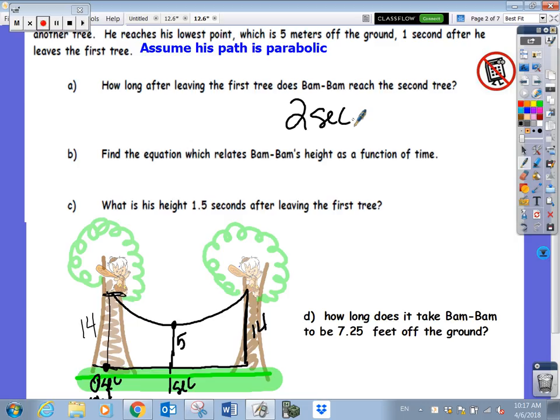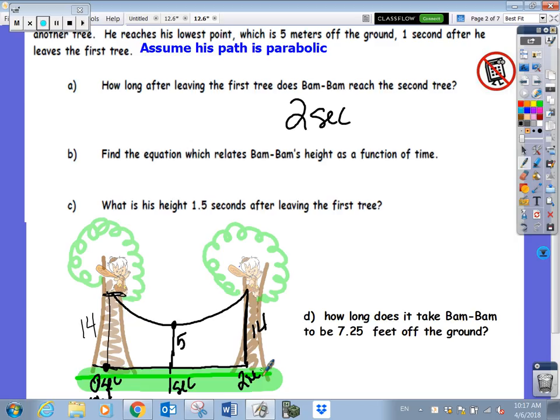If it took him 10 seconds to get to the low point, then it would be 20 seconds. If it had taken him 1.5 seconds to get to the low point, then to get back up to the same height, it would have been 3 seconds. Whatever it is, 1 second to the low point, and then another second to get back here. So this would be 2 seconds if we're looking at our picture.